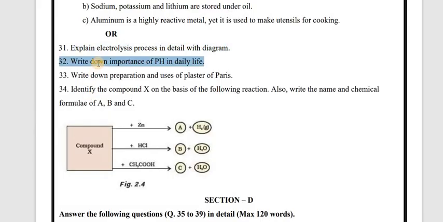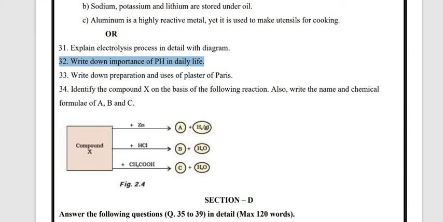Question number 32: write down the importance of pH in daily life. This is chapter number 2, acids and bases. In that we have to write the importance of pH in daily life. There are some points and then we have to elaborate those points: the impact of pH on soil, the impact of pH in the atmosphere like acid rain, then the importance of pH in human beings, like bee sting and teeth decay. So those points we have to elaborate in this question.